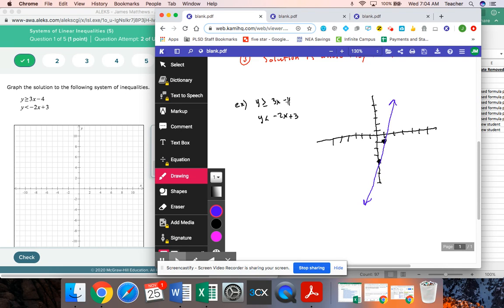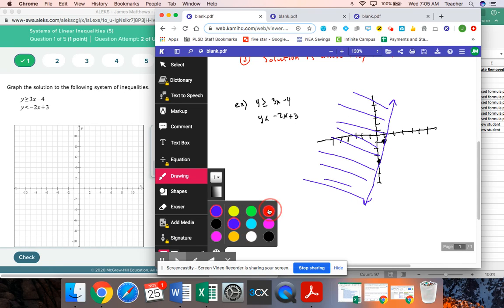Remember, you can use a test point, use 0, 0. And if I do that, then I'll find that this is the side right here that I need to shade. Right? So I'm shading this. I'm just using lines so I don't make too much of a mess. It's already kind of messy. Now let me do something similar here with this one.